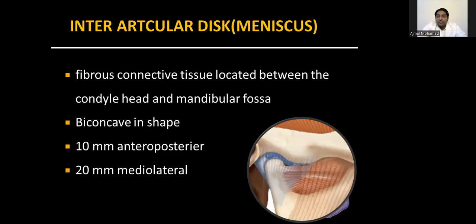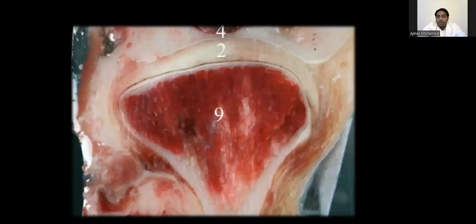within the joint is the interarticular disc, or the meniscus. The disc itself divides the TMJ into two, the upper compartment and the lower compartment. The shape of the disc is usually concave. You can see the measurements: 10 mm anteroposterior and 20 mm mediolateral. This is the cut section of the joint.